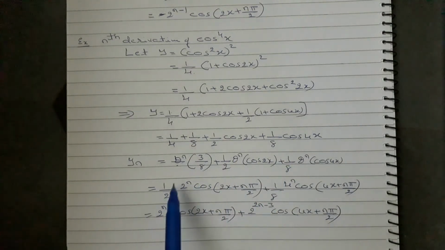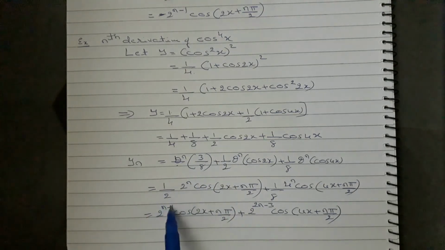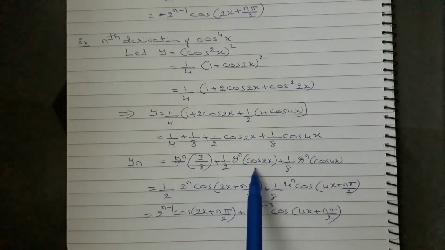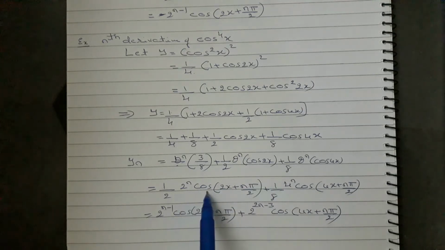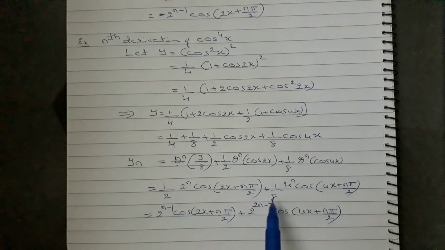Because it is a constant term, its derivative will become 0. So we get 1 by 2 into this one, where this value is 0. It is cos 2x, meaning cos of ax plus b, where the a value is 2 here: 2 raised to n into cos of 2x plus n pi by 2. Again you can find the nth derivative of this: 1 by 8 into 4 raised to n cos of 4x plus n pi by 2.